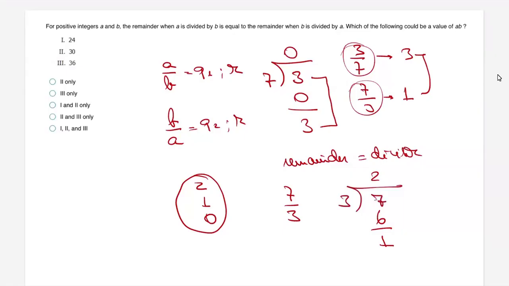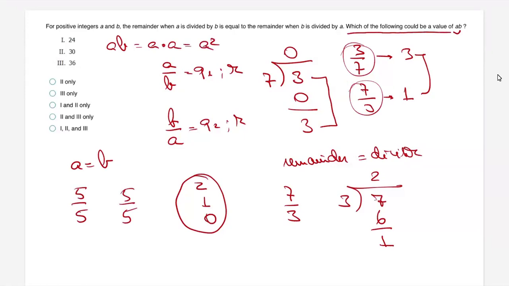There's only one way that the remainders are equal: if A is equal to B. For example, 5 divided by 5 has the same remainder as 5 divided by 5. If A is equal to B, then AB is equal to A squared. So, which of the following could be the value? It's impossible to get 24 or 30, but 36 is 6 times 6. That is the only way.